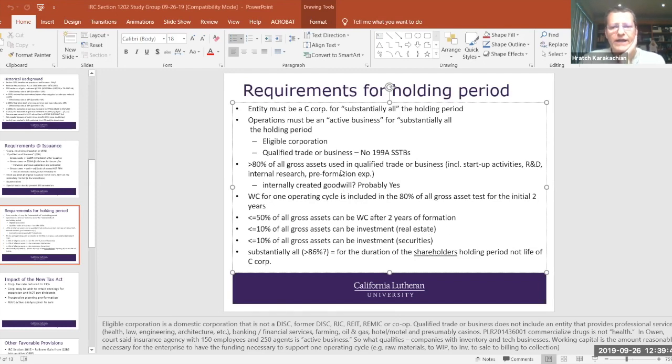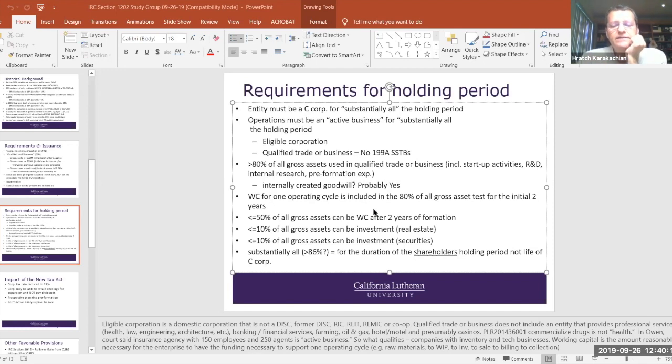So what type of other activities would qualify? Startup activities, research and development, internal research, and pre-formation expenses qualify. The goal here is, Congress, when they put this rule together, they wanted these startup businesses who want to qualify for 1202 to start spending money as soon as possible.